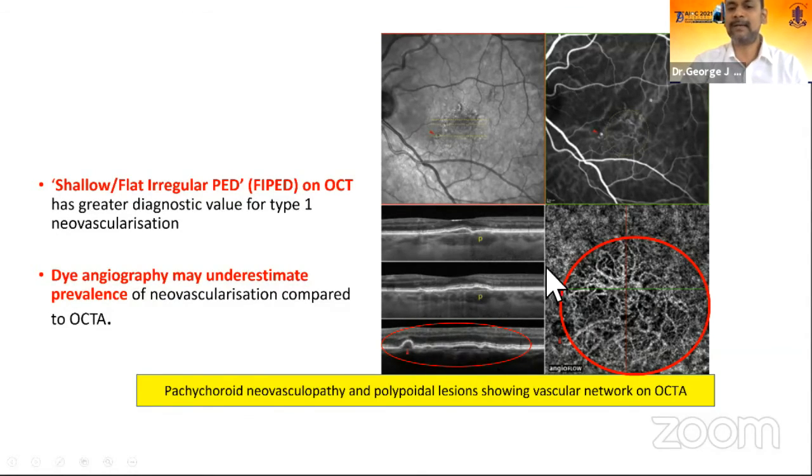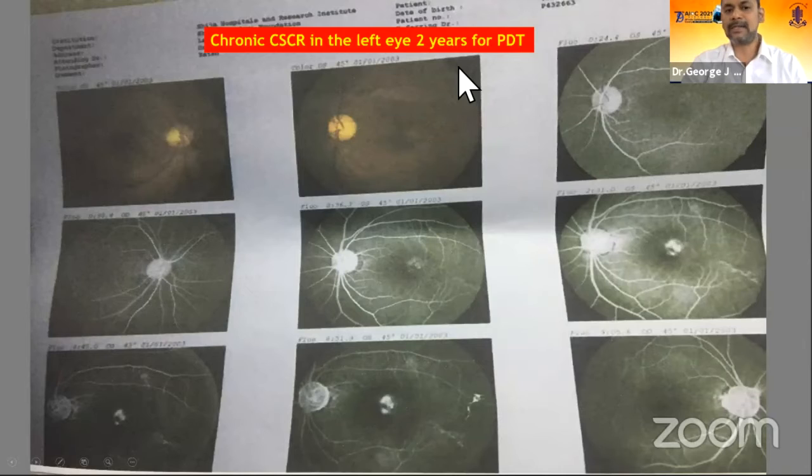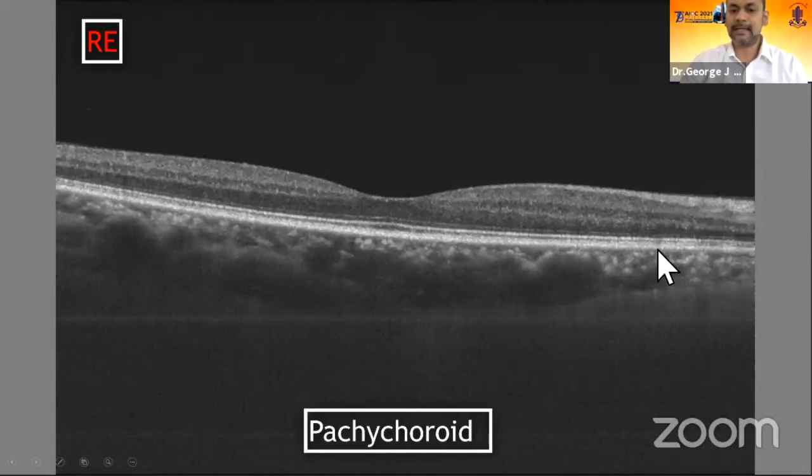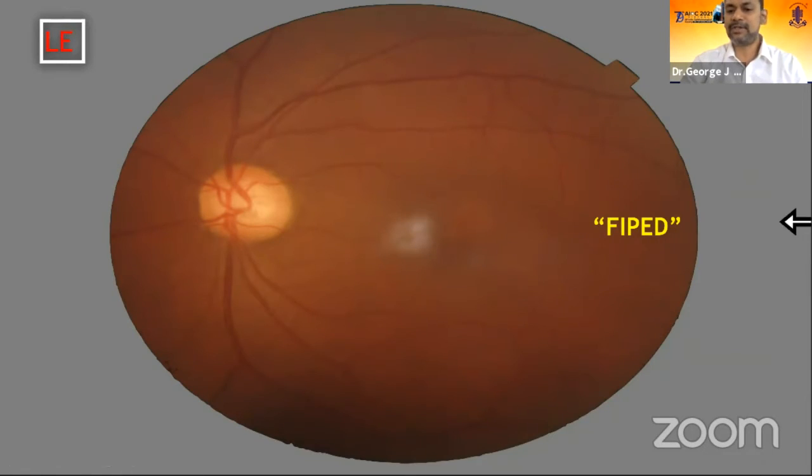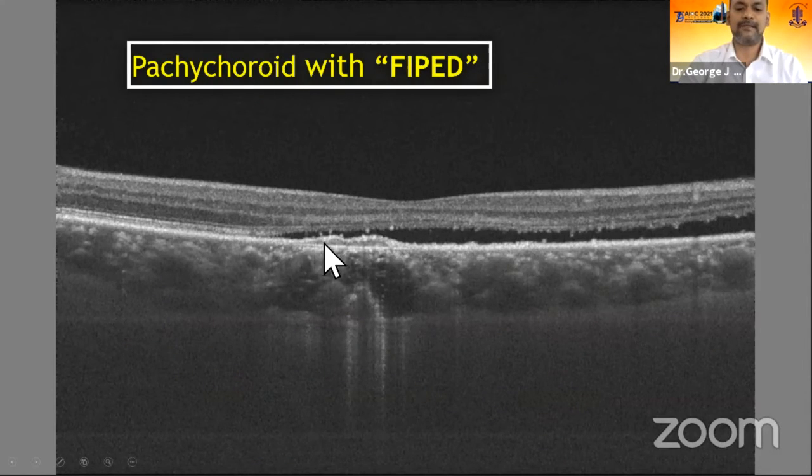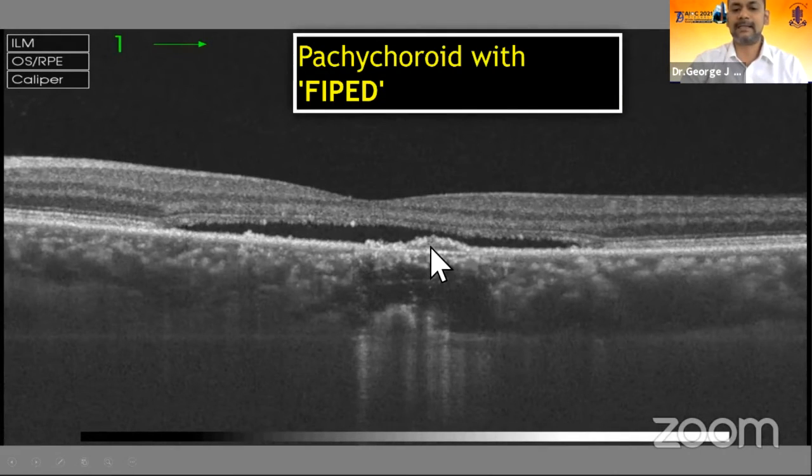So let us look at a typical case example. A chronic CSR in the left eye, 2 years, referred for PDT for subfoveal diffuse leakage. The other right eye shows a typical pachychoroid on swept-source OCT, but the left eye shows a flat irregular PED, a FIPED, with subretinal fluid. You can see the subretinal fluid and a flat irregular PED overlying a pachyvessel, and there is a sub-RPE hyperreflectivity also.